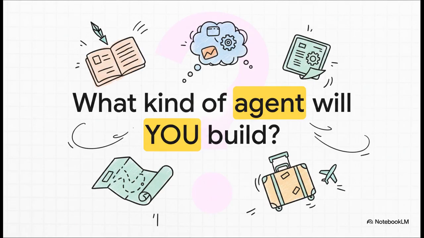Look, these examples, they're just the tip of the iceberg. The real magic happens when you start creating agents that are perfectly tailored to your needs. A personal writing coach, a brainstorming partner who never gets tired, a super efficient travel planner. The possibilities are, and I mean this, literally endless. So the only question left is, what problem are you going to solve first? What kind of agent will you build?